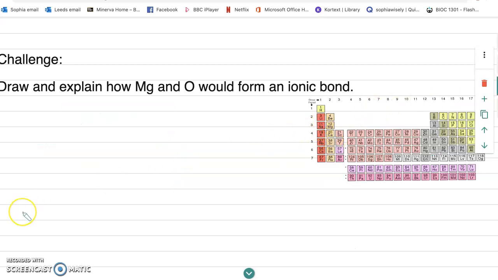So for the next exercise, I'd like to challenge you to draw and explain to me how you do magnesium and oxygen, how they would form ions, and then how they would form an ionic bond. I've put a periodic table here for you to deduce the charges from the groups in which they're in, and then we can speak through after.